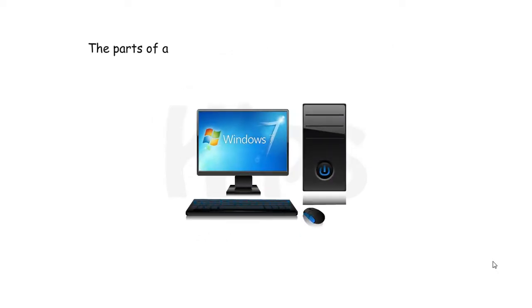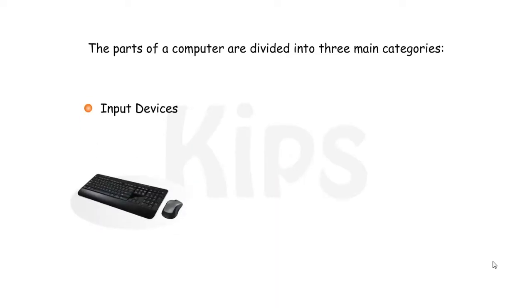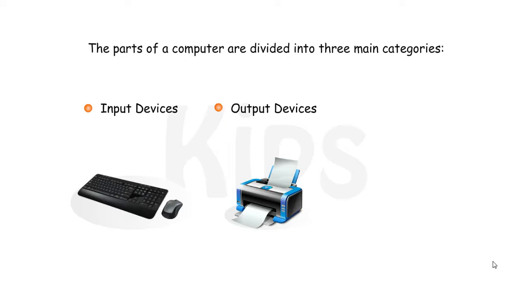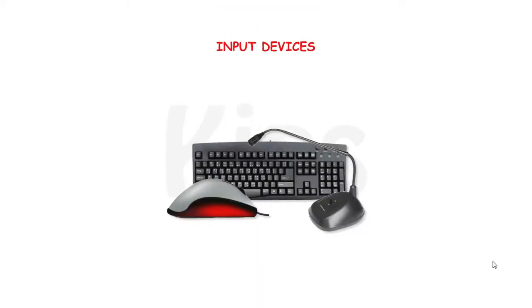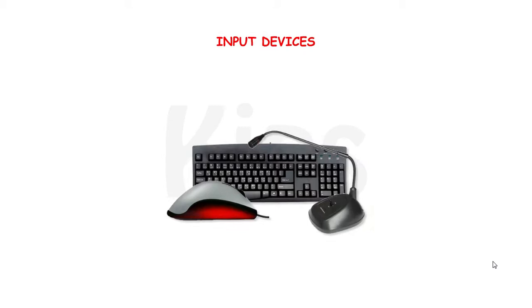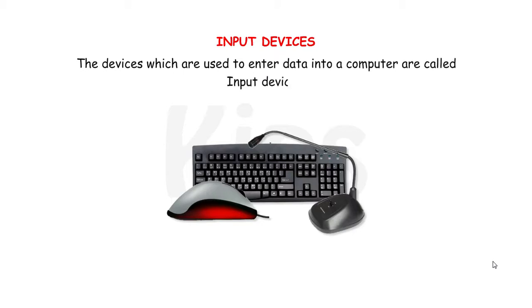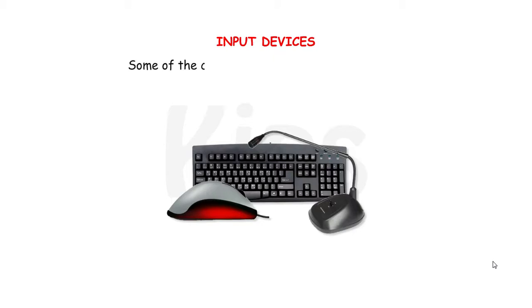The parts of a computer are divided into three main categories: input devices, output devices, storage devices. Let us first talk about the input devices. The devices which are used to enter data into a computer are called input devices. Some of the common input devices are as follows.